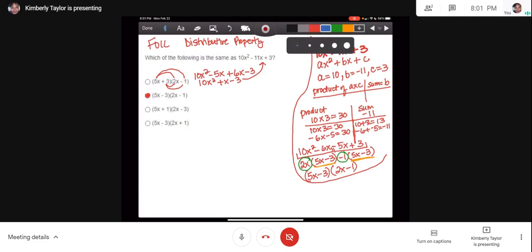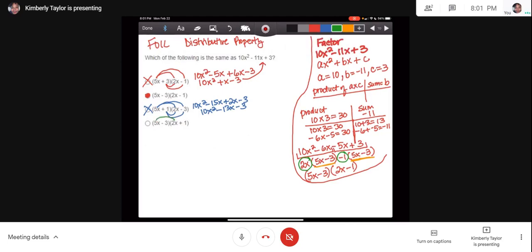Let's do the ones down here. So here I get 2x times 5x, I get 10x squared. 5x times negative 3 gets you negative 15x. 1 times 2x gets you plus 2x. And 1 times negative 3 gets you negative 3. And then I combine the like terms, 2x squared minus 13x minus 3. Again, it is not a match. So we don't want that one. And of course, we didn't want the first one. Okay, let's do this one.